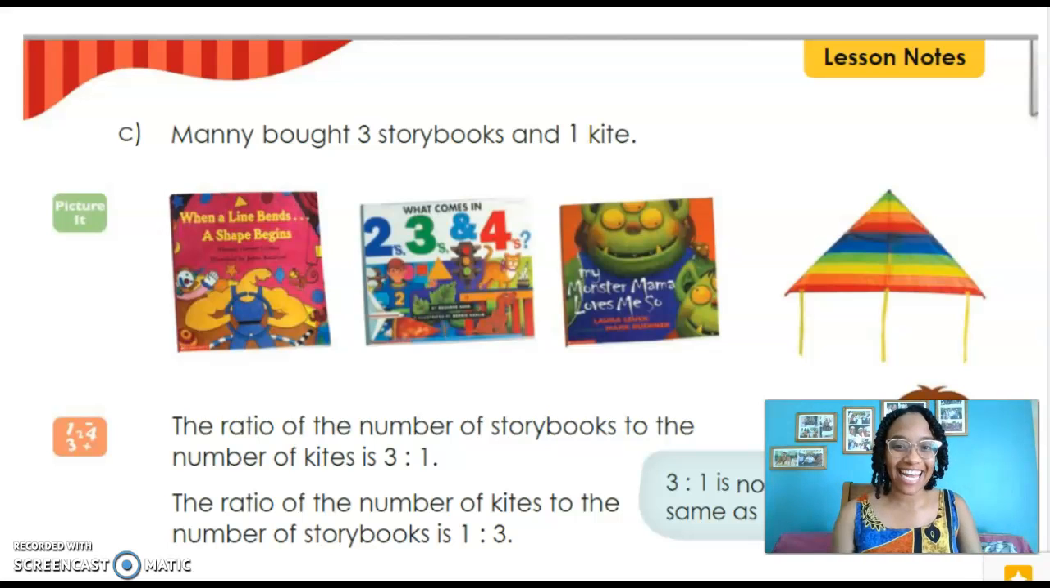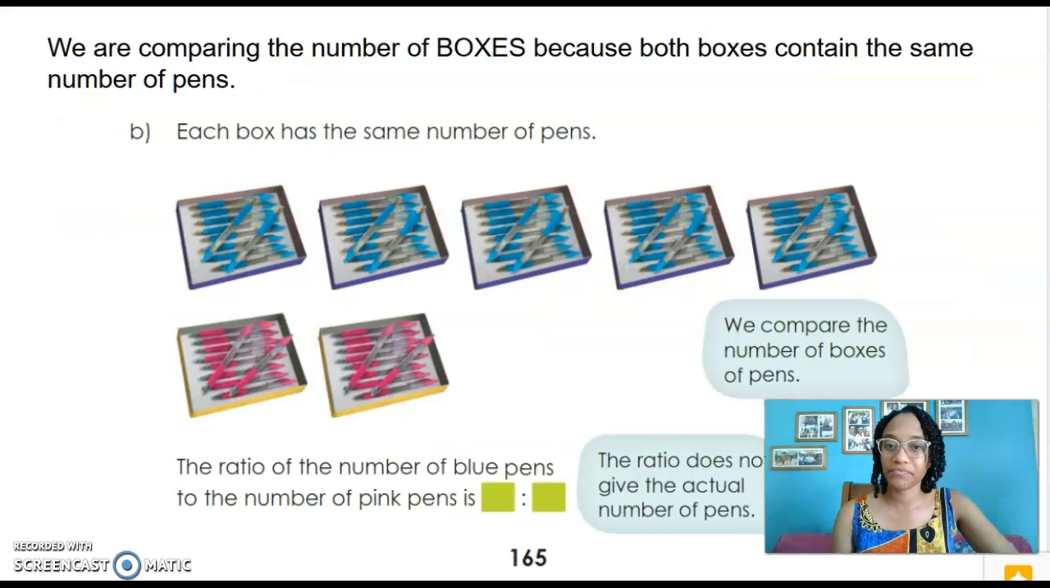In this next example, Manny bought 3 storybooks and 1 kite. Let's find the ratio of the number of storybooks to the number of kites. That would be 3 to 1. The ratio of the number of kites to the number of storybooks is 1 to 3. But be careful. 3 to 1 is not the same as 1 to 3. In fact, they are opposites, and we're going to learn that in ratios, the order matters.